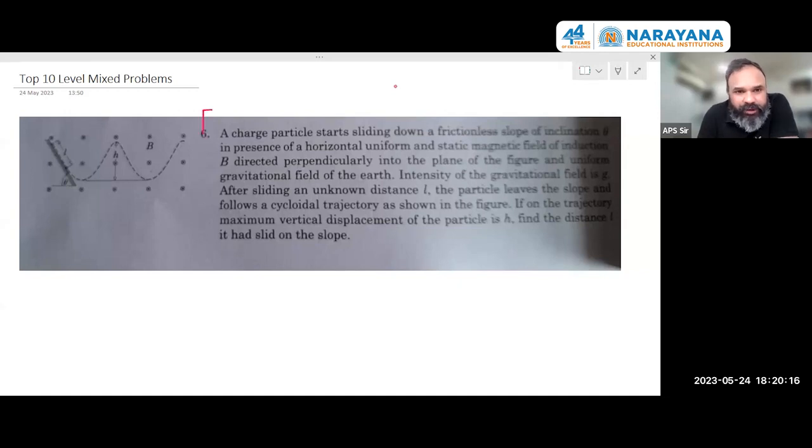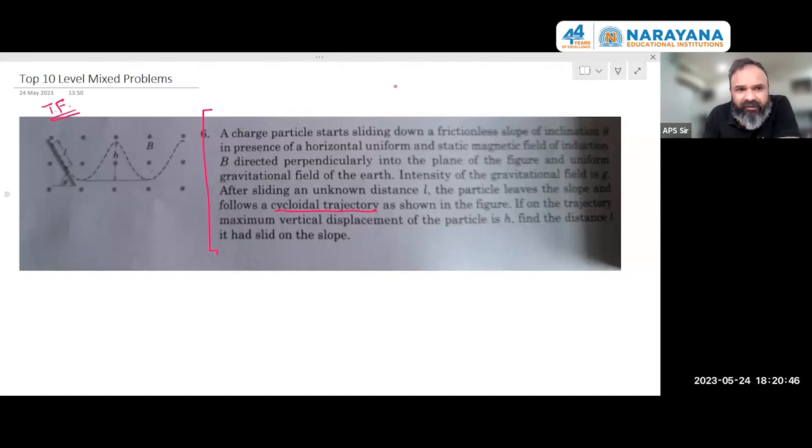But one transformation can make this problem simpler, and that's what I wanted to discuss, the transformation field here in this problem. Just observe it carefully what is happening here. There is a frictionless incline which is at an angle of theta, and there's a particle which is left from rest. It slips a distance L on the incline, leaves the incline, and then follows some general curve, which he is saying is a cycloidal trajectory.